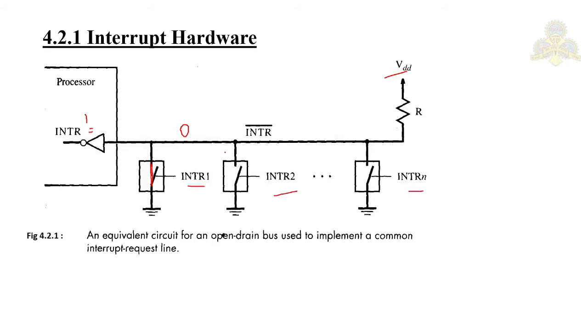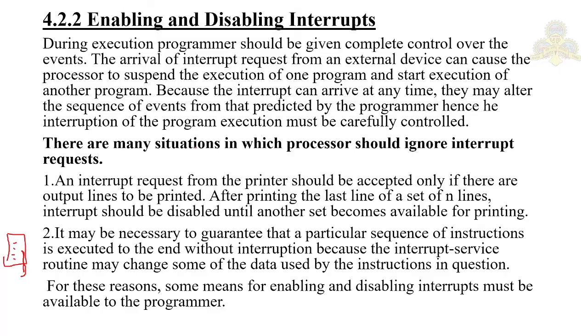We should note here the use of INTR bar, this complement. Why is this used? Because it names the interrupt request signal on the common line, since the signal is active when the voltage is low. Getting it? Now let's move on to enabling and disabling of the interrupts.